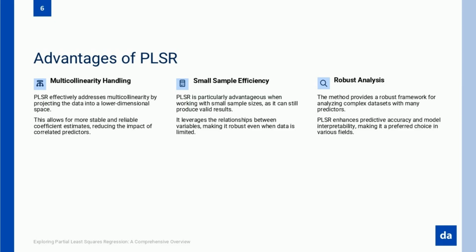Then there's dimensionality reduction, which is a fancy way of saying PLSR helps you focus on what really matters. When you have dozens or even hundreds of predictive variables, regular regression models get overwhelmed. PLSR condenses them into a smaller set of meaningful components without losing crucial information. It's like compressing a high-resolution image without losing quality.